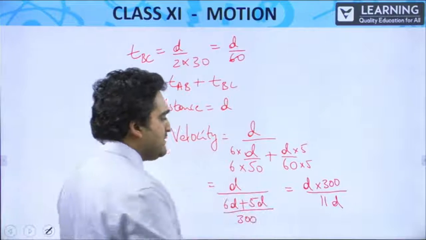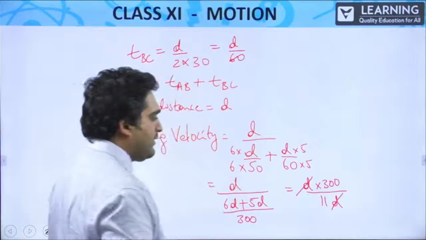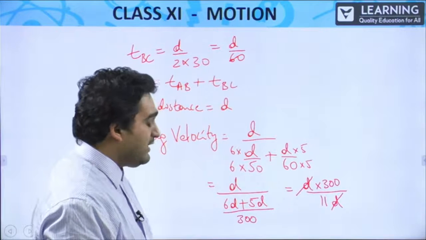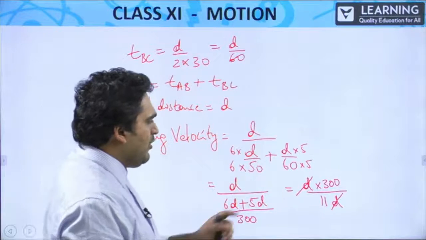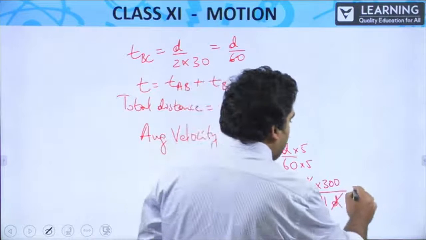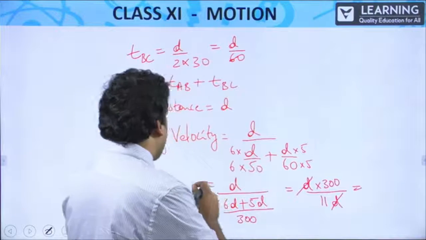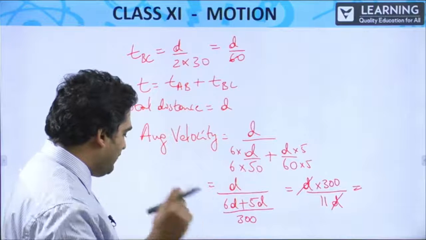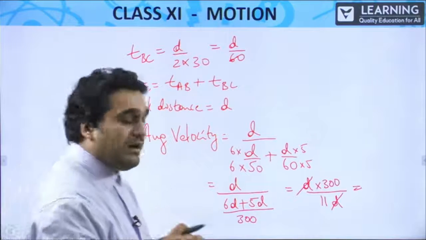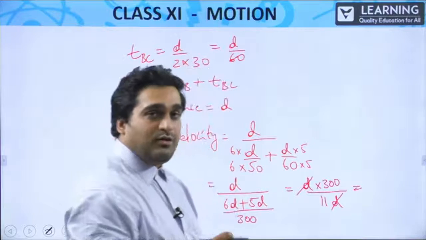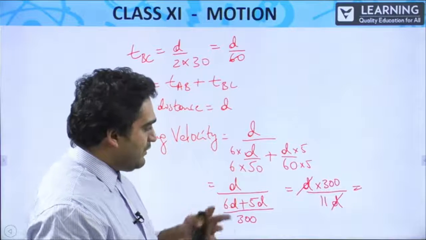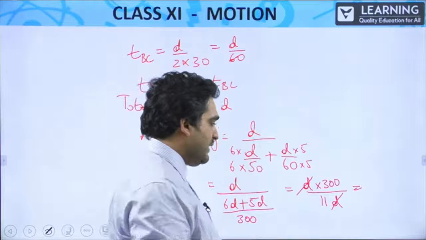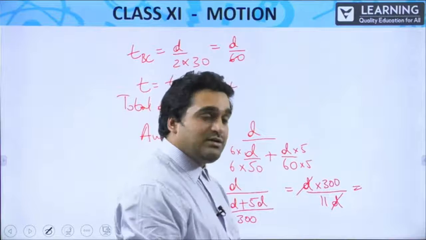D and D get cancelled anyways. And what you're left with is 300 divided by 11. Try to identify what is 300 by 11, and that will be the average velocity of the given object. So go ahead, try using your calculator. You're allowed to use your calculator now because now you have entered your college life. So you can divide 300 by 11. Use the calculator and do tell me what is the answer.